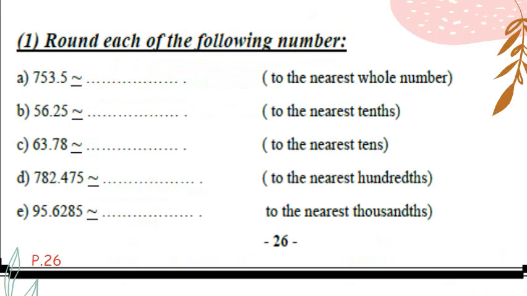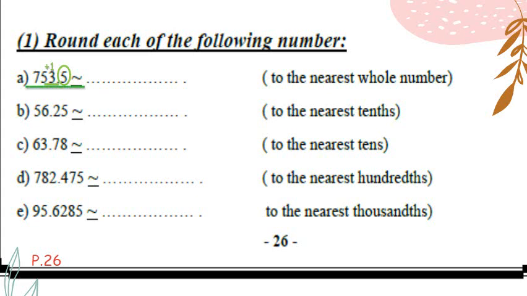Okay, let's apply all of these steps on my questions. Question number 1. Round each of the following numbers. In letter A, I have 753.5 and I need to round this number to the nearest whole. Again, when I ask about whole, that means I need to underline ones. Which digit is under ones? 3. So underline 3 and circle next door. Okay, next door, 5. Weak or strong? 5 is strong. That means I add 1 to the required digit, which is 3.